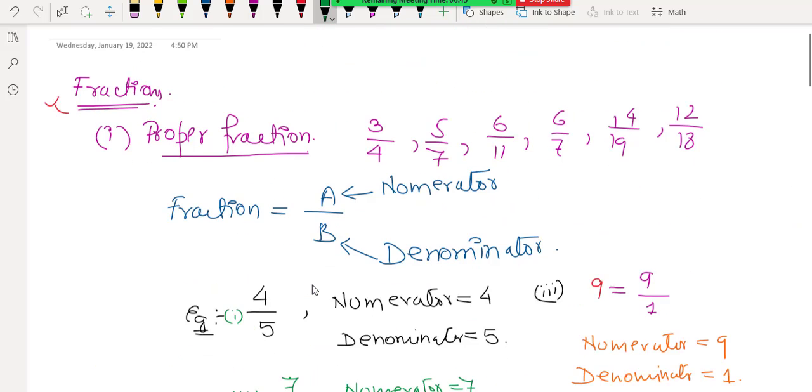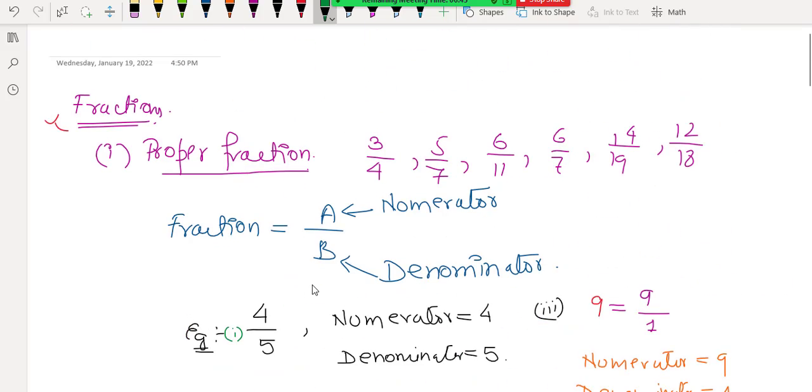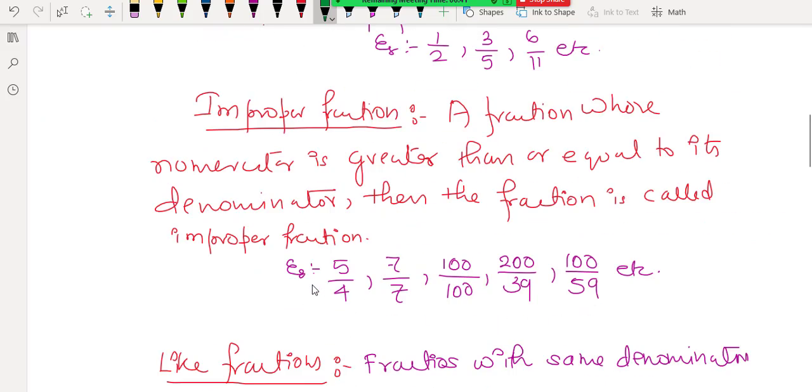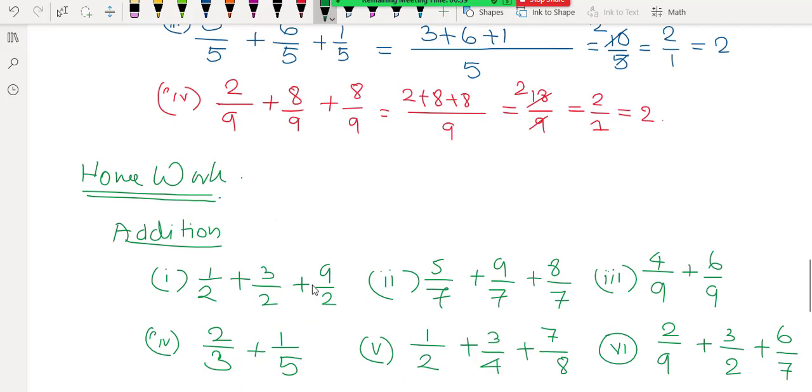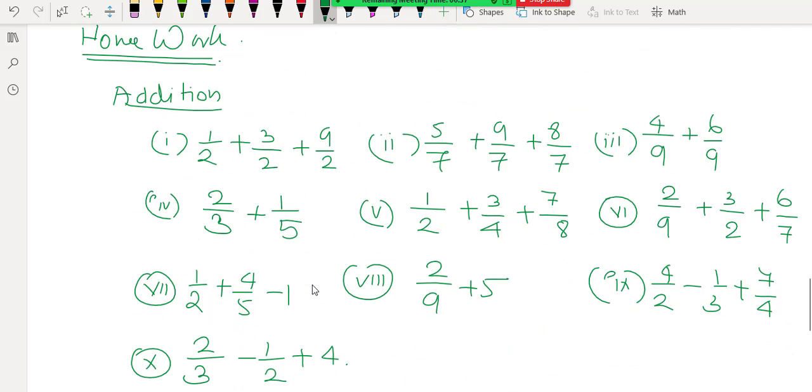I am going to give this PDF to you just after the class. I will send this PDF to your WhatsApp group. No problem. When I finish my class, just after 5 minutes, check your WhatsApp group and you will find these questions there as a PDF. Understood?